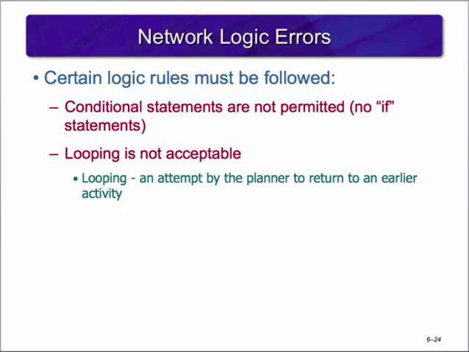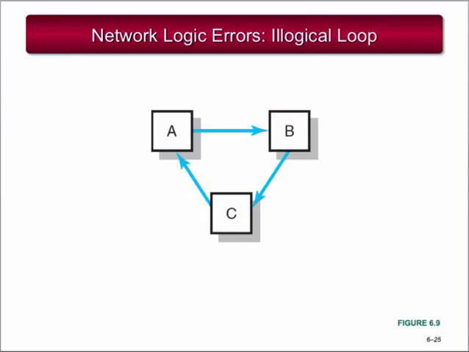Looping defeats the project network and computation process. An activity should only occur once. If it is to occur again, the activity should have a new name and identification number and should be placed in the right sequence on the network. Here's an example of an illogical loop. If this loop were allowed to exist, the path would perpetually repeat itself. It would run from A to B to C to A to B to C in an infinite loop.